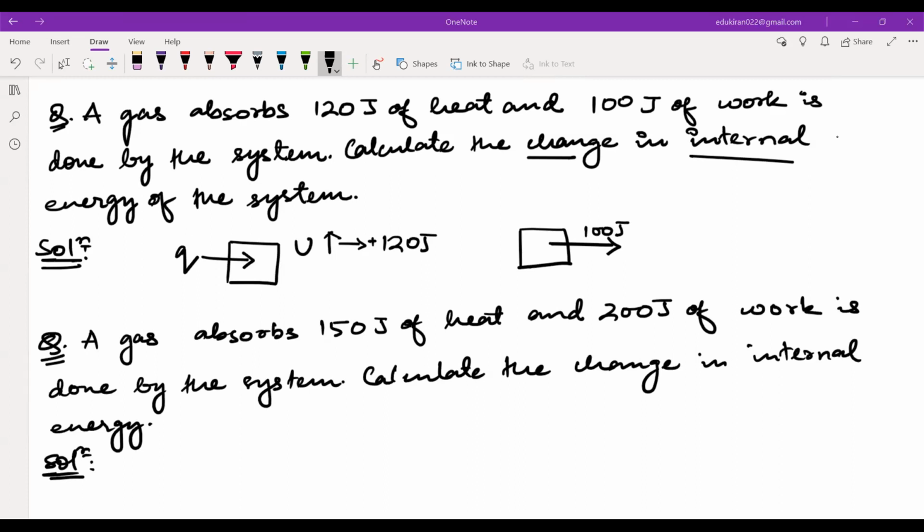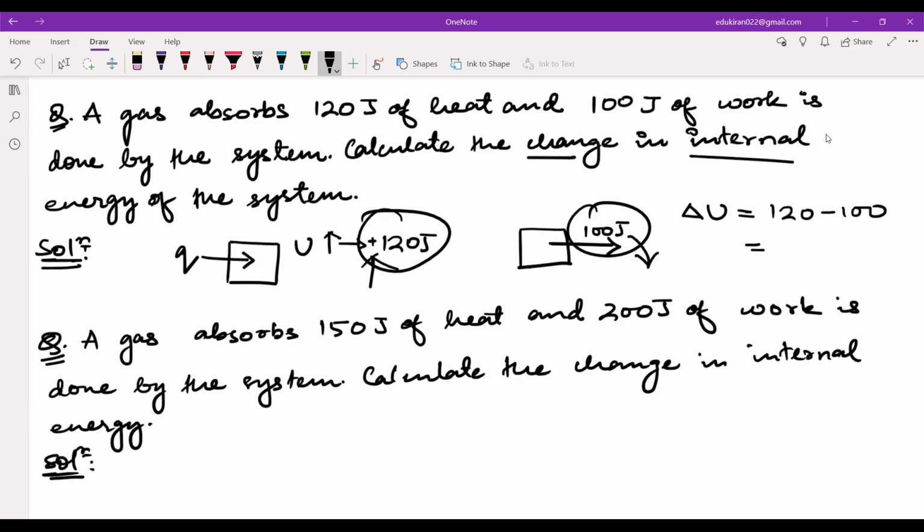Decrease, right? So you increased 120 and you decreased 100 joules. So what is the change in internal energy? You tell me. What did you do? You gave 120 joules of energy and took out 100 joules of energy. How much is left with you? What will be the change? 120 minus 100. So did you need any formula? No, sir. So see, it's very simple.